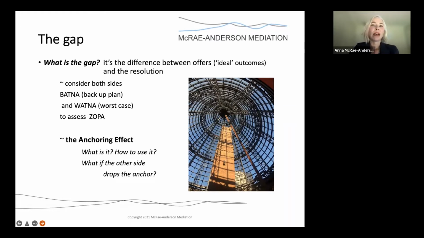So in order to reduce the gap and avoid protracted litigation, you first need to understand it. You've got to consider what both sides' best alternatives and worst alternatives to a negotiated outcome look like. They're the backup plans and the worst case scenarios. You look at these to try and assess what that zone of possible agreement looks like. The stronger the backup plan, often the stronger the negotiating power at the table.